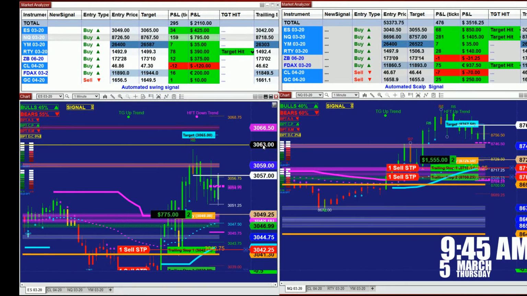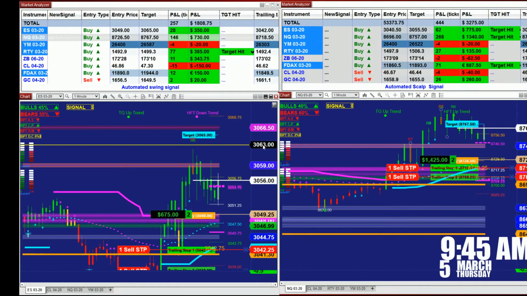So this is a really crucial moment on the ES, and this is very important when you are auto trading or manual trading, to keep your eye.